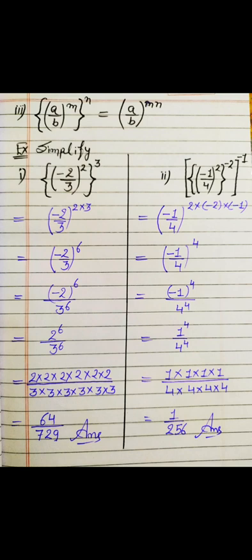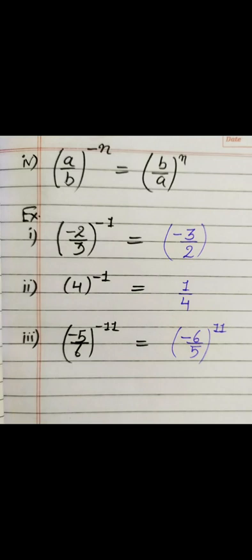Now the next law is, if any rational number has a negative power, then we can make it positive by taking the reciprocal of the base. As you're seeing here, a rational number a/b has a negative power, and if we write the reciprocal of the base as b/a, then the power will become positive. As you are seeing in the first one, it is (-2/3) to the whole power -1. So how can we make it positive? By the reciprocal of the base, we will get (-3/2) to the whole power 1.